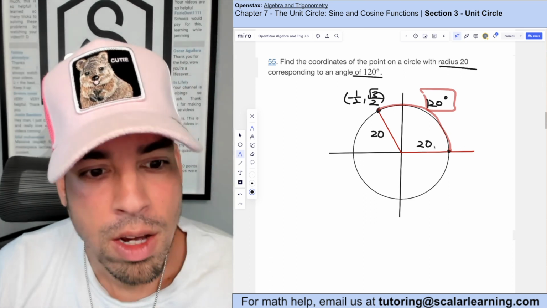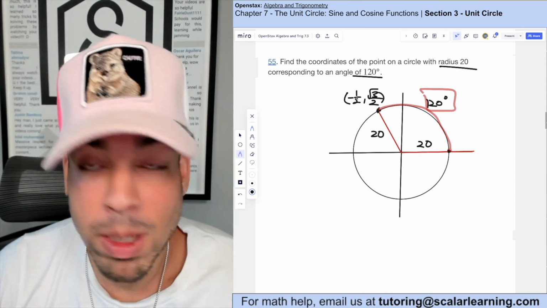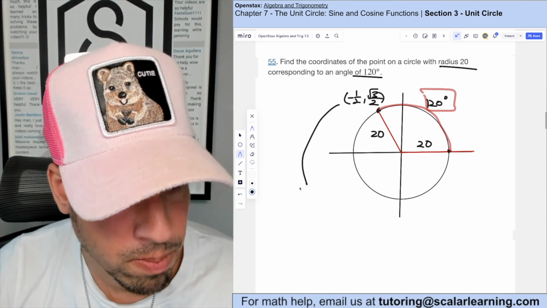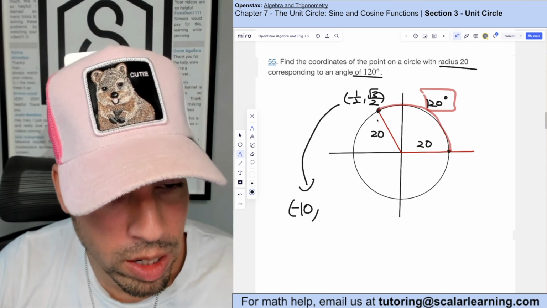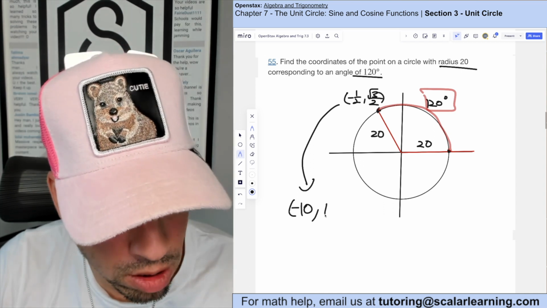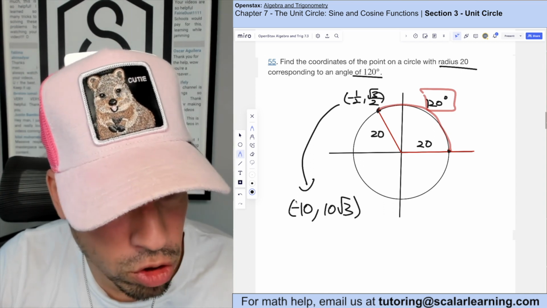Since the radius was 1 and now it's 20, you basically just multiply both of these by 20, and you'll get negative 10, and then 20 times radical 3 over 2, it's like 20 divided by 2, which is 10 radical 3, and there's your coordinates.